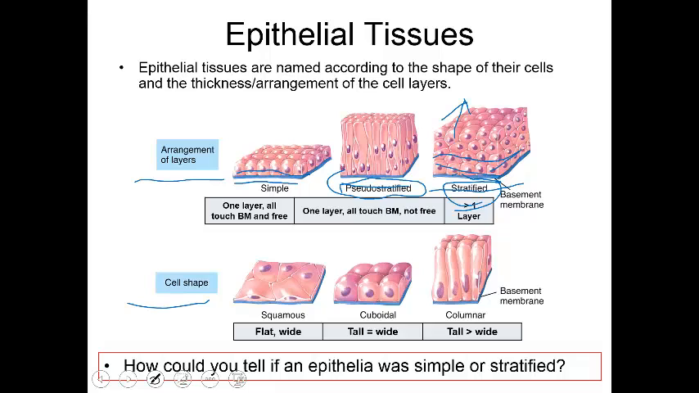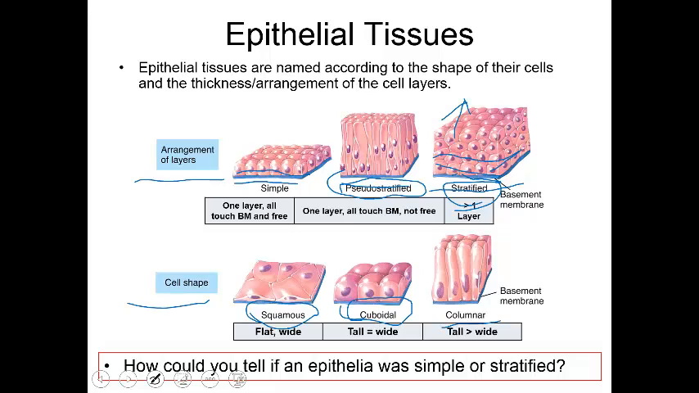The next set of classification is going to be based on the individual shape of the cells. Anytime you have cells that are wider than they are tall, they're flat, wide cells, that is referred to as the squamous epithelium. When you have cells that are cube-shaped or equally tall and wide, they are referred to as the cuboidal epithelium. Or you have big pillar-like cells. They're taller than they're wide. So those are called columnar cells.